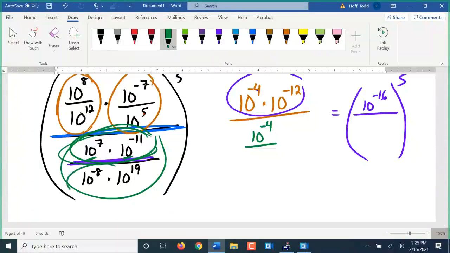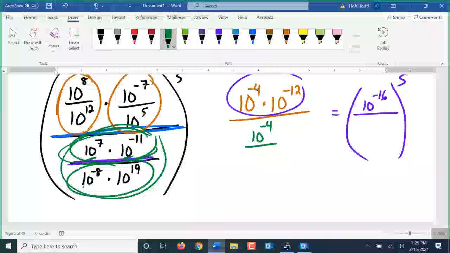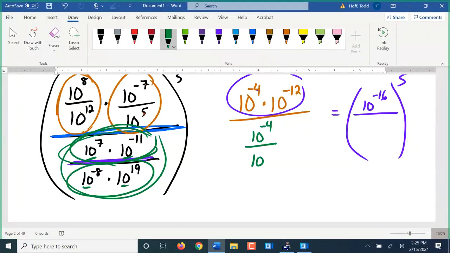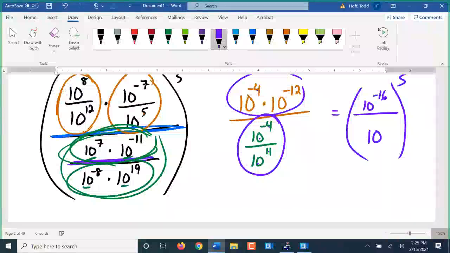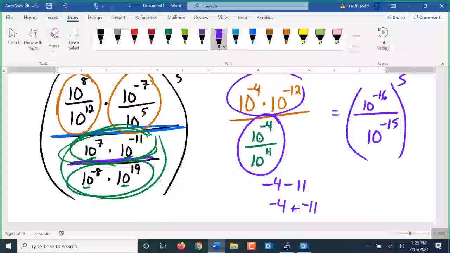Let's do the bottom. 10 to the negative 8th times 10 to the 19th. Again, they have the same base, so we can combine powers. We're multiplying, so we add. Negative 8 plus 19 is a positive 11. So that is 10 to the 11th. Now we still have to finish off that lower part of that original bigger fraction bar. We're going to divide those. 10 to the negative 4 divided by 10 to the 11th. Have the same base of 10, so we can subtract powers now. Remember, when we divide, we subtract the powers. Negative 4 minus 11 is the same as negative 4 plus a negative 11, which is negative 15.